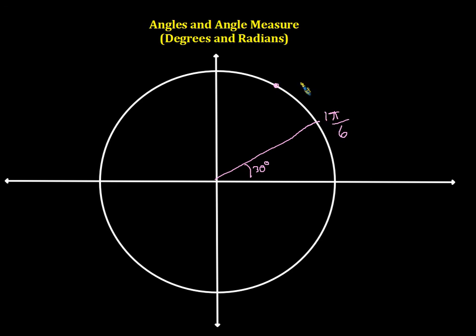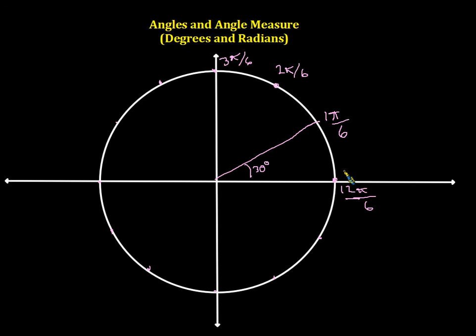This is 1 pi over 6. This guy here must be 2 pi over 6. This guy here must be 3 pi over 6, also known as pi over 2. This is 4 pi over 6, 5 pi, 6 pi, 7 pi, 8 pi, 9 pi over 6, 10 pi over 6, 11 pi over 6, 12 pi over 6. At 12 pi over 6, we have 2 pi. And to go all the way around a circle, we go 2 pi.